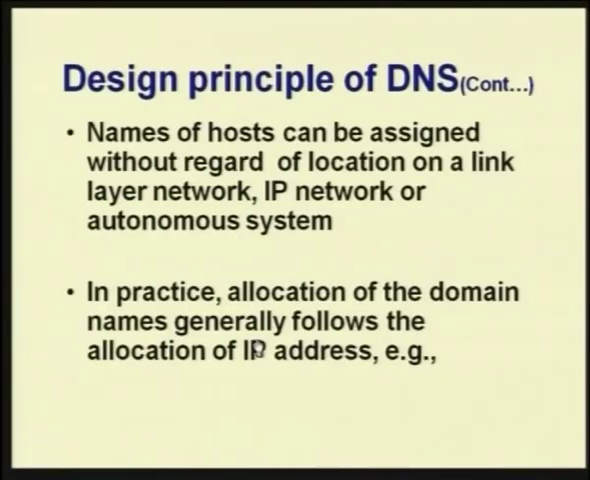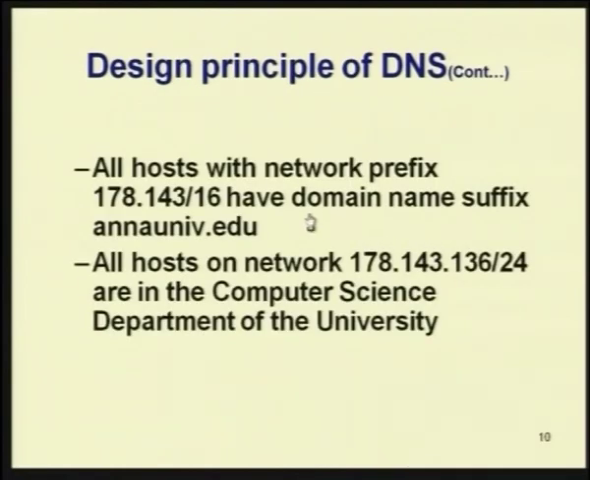And in practice, the allocation of the domain names is such that it follows the allocation of IP addresses. For example, all hosts with network prefix 178.143/16 can have the domain name suffix annauniv.edu. All hosts on the network 178.143.136/24 could be in the computer science department of the university. So, you can see what we are talking about over here.